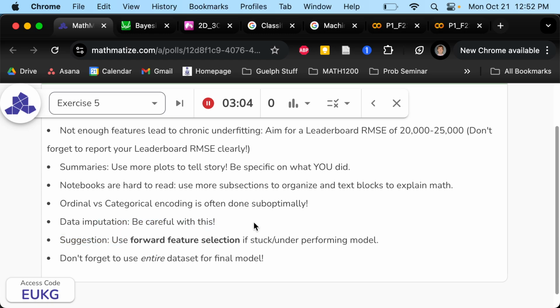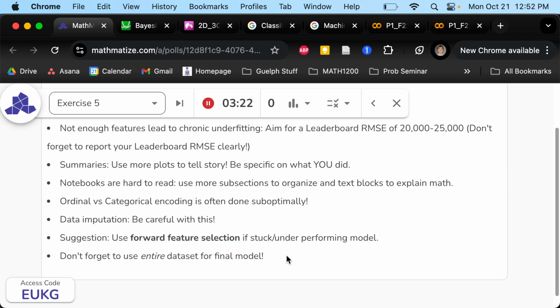Last but not least, if you're stuck and aren't getting good performance, the easiest thing to do is forward feature selection. People who are doing forward feature selection are doing quite well. If you're doing something more fancy and complicated, you might want to consider switching to forward feature selection if it's not working. Some people it's working for, that's fine.